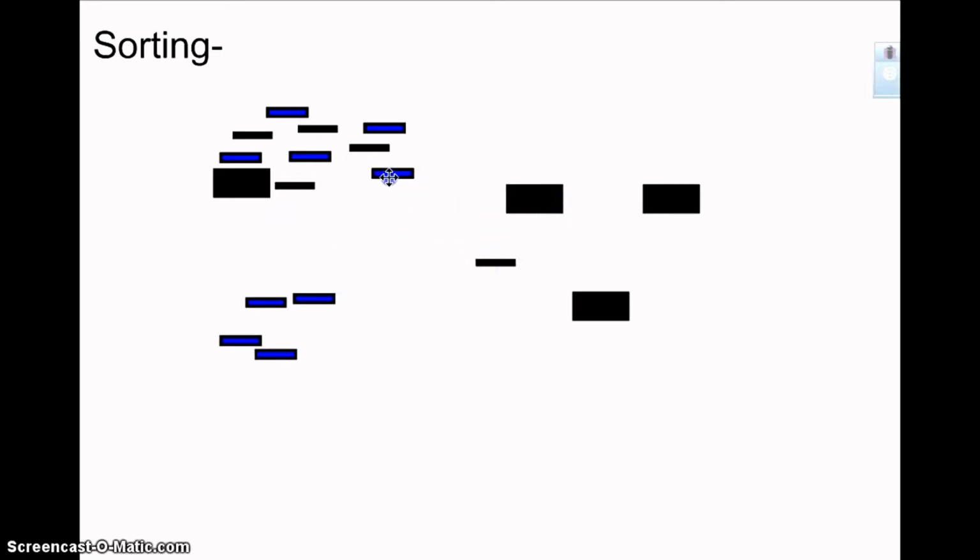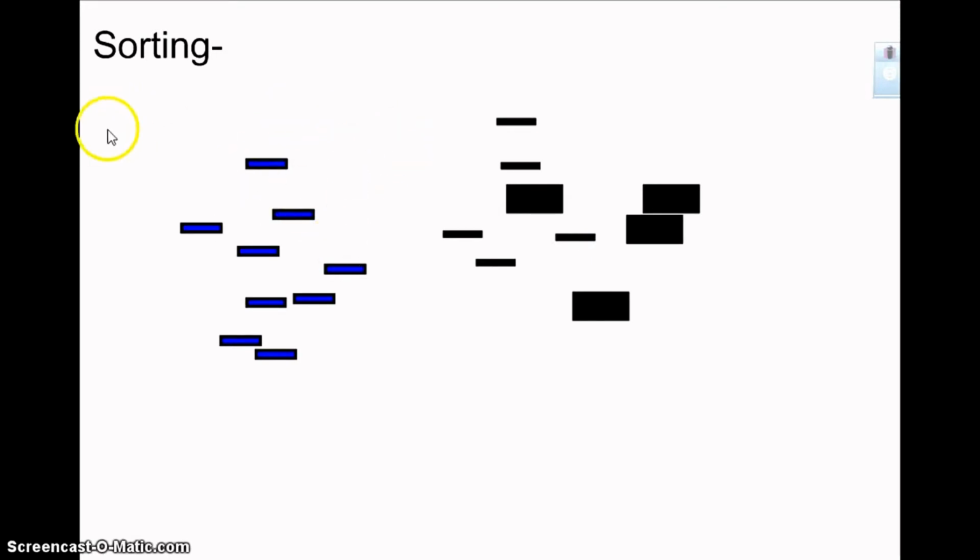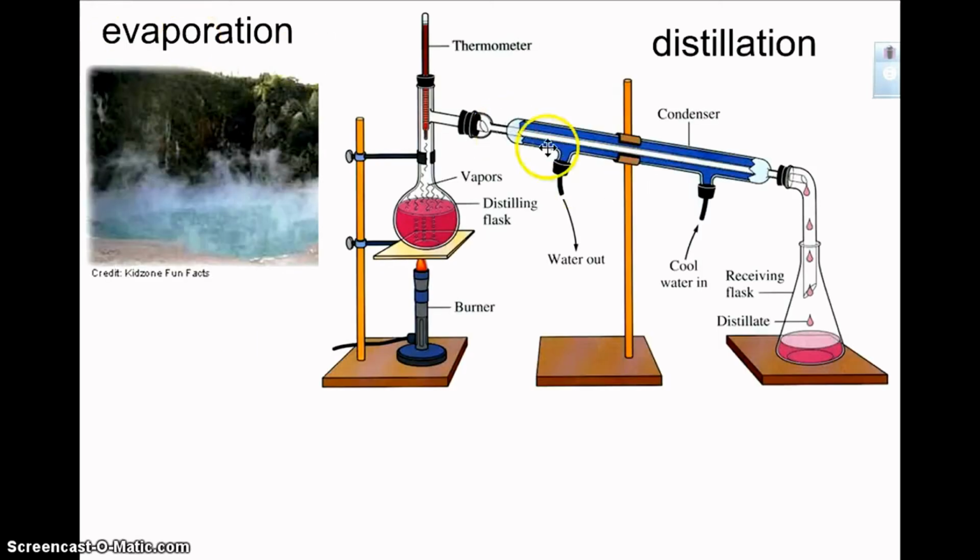Okay, so you can see what I'm doing right here. I'm just sorting things by color. So this is one way of separating a mixture, just by sorting. Okay, it's kind of a duh. We get it. Moving on.